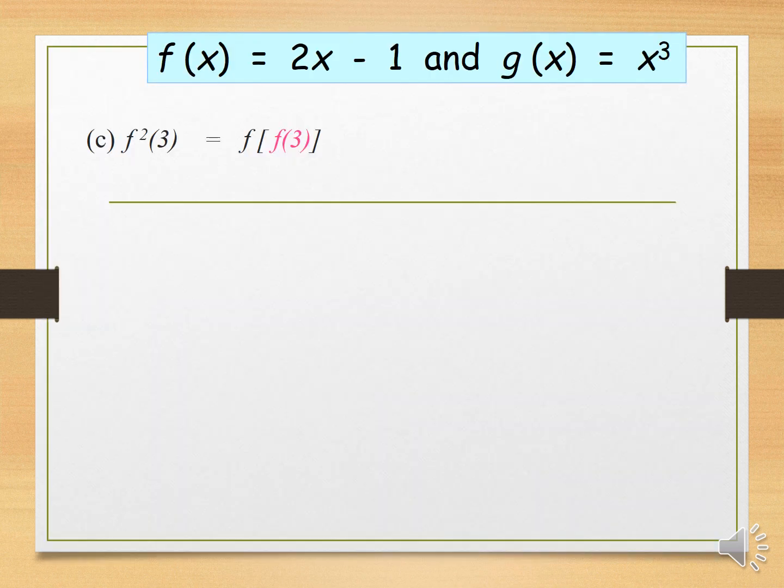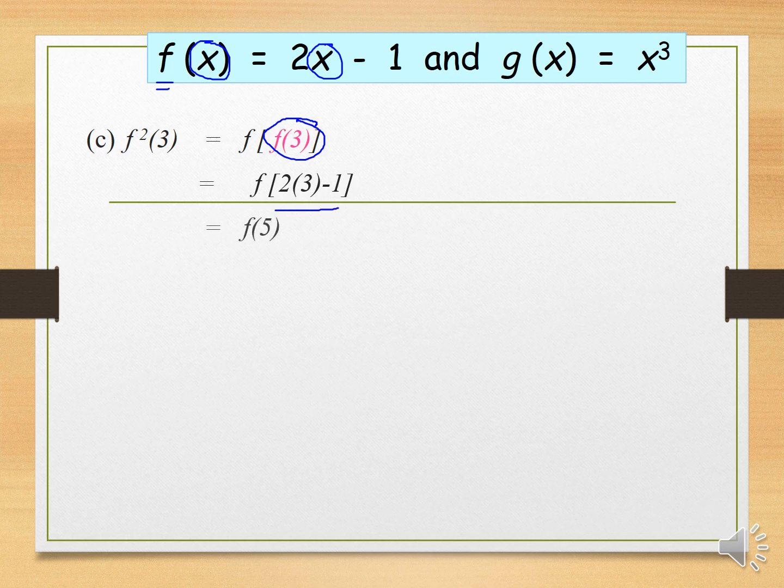Question C. Find f squared 3. f squared means f composite f, and f squared 3 means f composite f of 3. 3 is the input for function f. If we have f(x) equals 2x minus 1, therefore f(3) equals 2 times 3 minus 1, which equals 5.